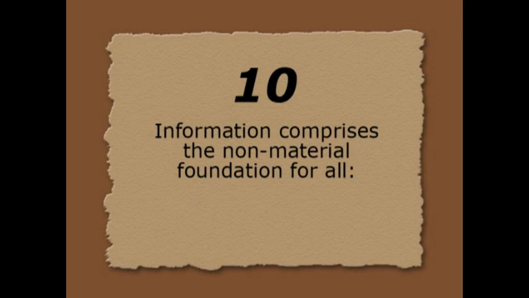In most cases, we cannot see the sender. For example, if you go to a library and you see thousands of books in the library, very seldom you will see the sender, the author of the books. Nevertheless, it is information. Number 10, information comprises a non-material foundation for all technological systems, works of art, biological systems.